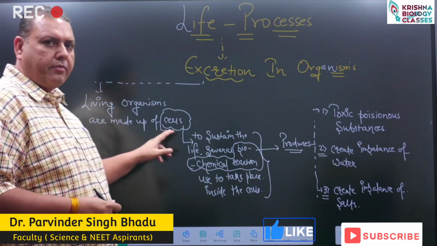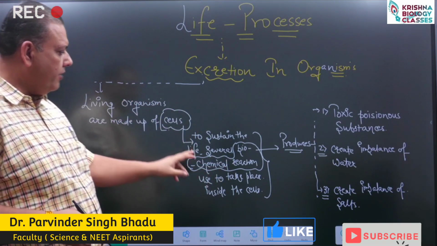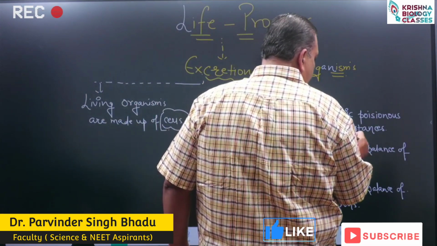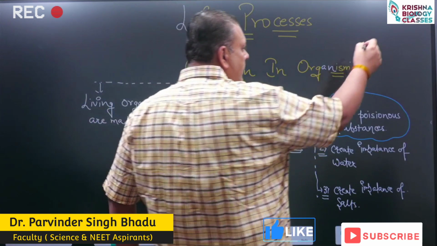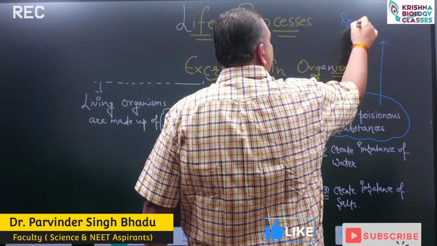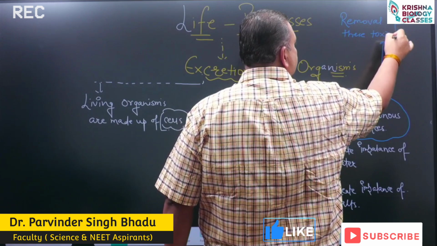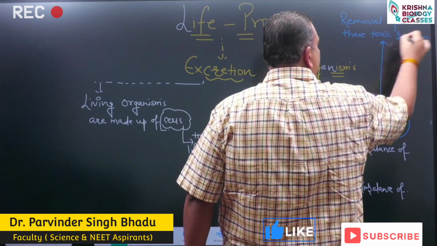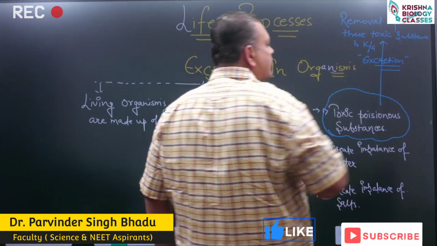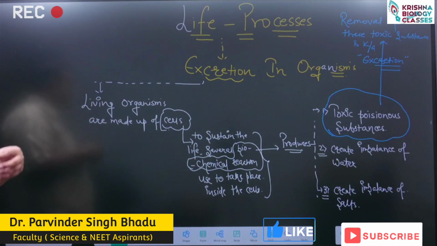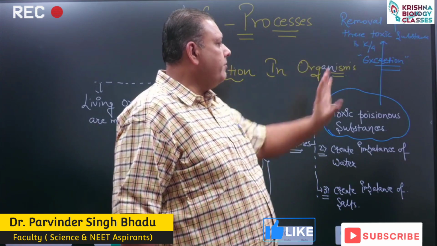As we know, living organisms are made up of cells, and inside the cells several biochemical reactions are going on continuously. These biochemical reactions lead to the formation of toxic or poisonous substances, and they also create an imbalance of water and salt inside our body. Removal of these toxic substances is known as excretion. So whenever we talk about the term excretion, we say that due to the chemical reactions which take place inside the cells of our body, several toxic or poisonous substances are formed, and removal of them is known as excretion.